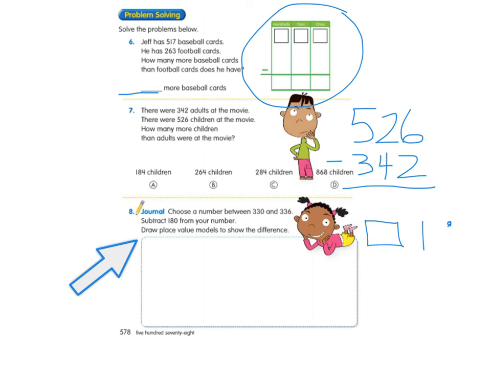Go ahead and choose the number between 330 and 336. Subtract 180 from your number. Draw place value models to show the difference. When you complete your work for the journal, go ahead and add it to your seesaw reflection. After the seesaw reflection, then turn in your work.